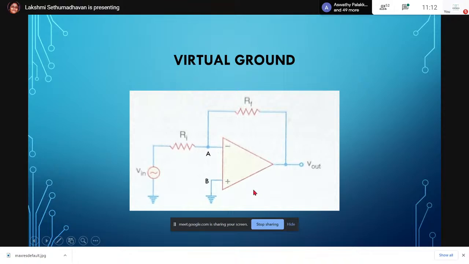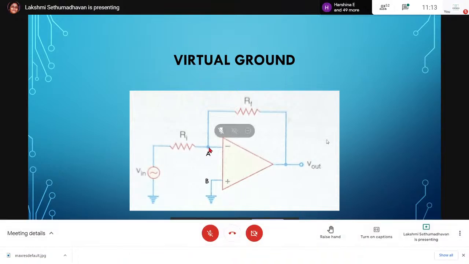One question. What is the difference between a virtual ground and a real ground? First thing, it is not really connected to ground. The second difference, I would say, is that a real ground will act as a sink for infinite current. That is, any amount of current will go to the real ground. You know that when lightning happens, any amount of current flows to the earth. But a virtual ground is not an infinite sink of current. So that is another difference that I would like to mention.